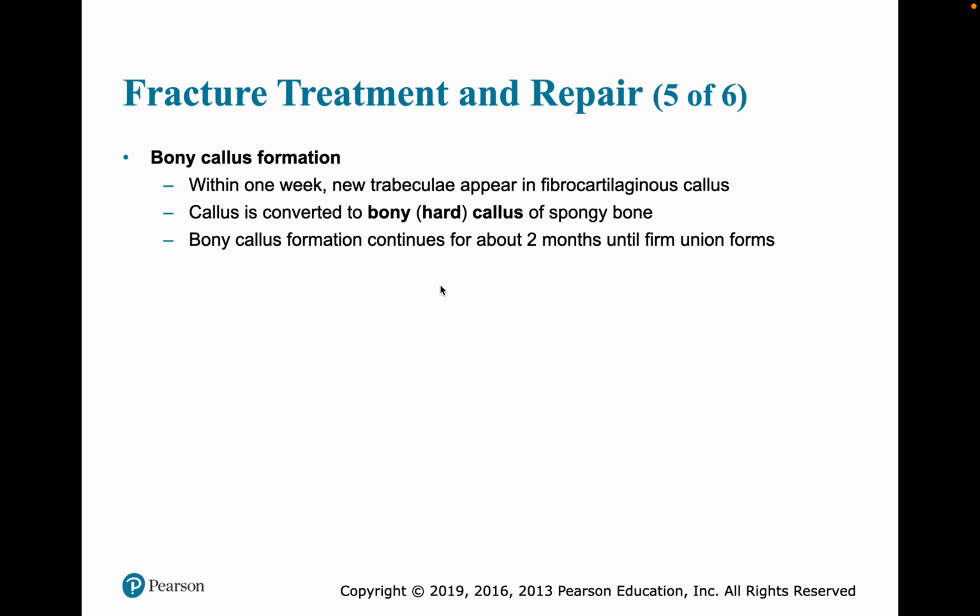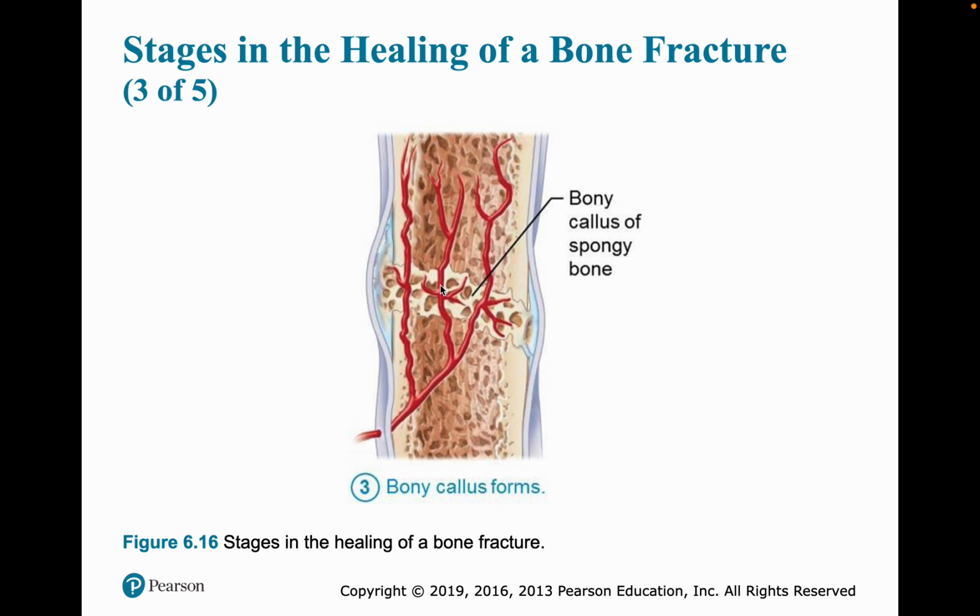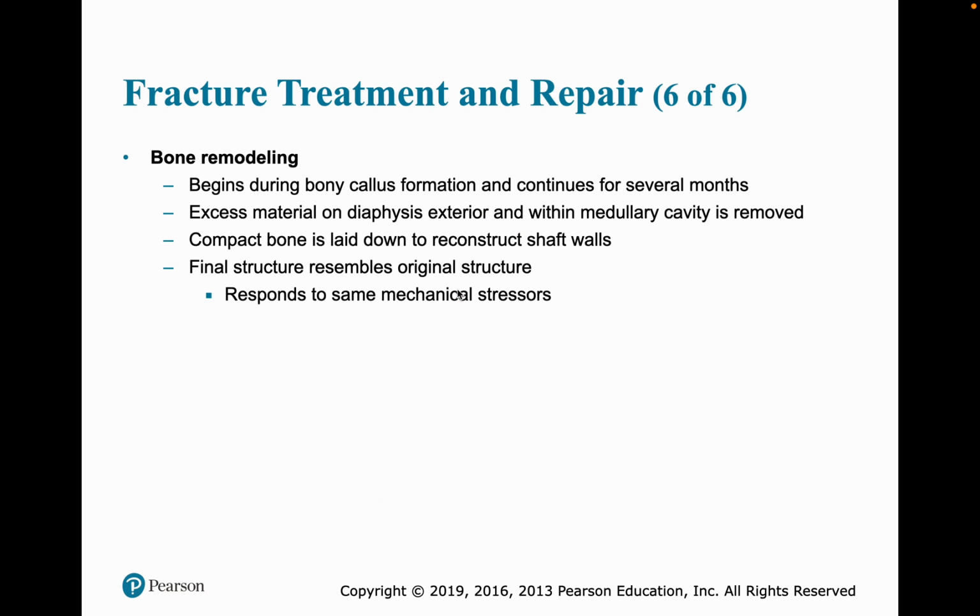Within about a week, new trabeculae will start to appear in that fibrocartilaginous callus. The callus will be converted to bony or hard callus. It's still spongy bone. And that continues for 2 months until a firm union occurs on average. So now we've got some bone tissue joining the two ends together, and then remodeling occurs while that's forming and continues for several months.